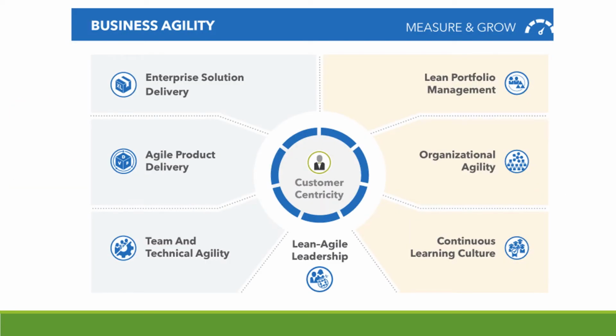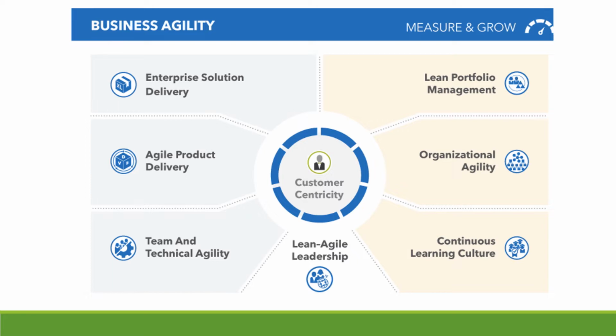Let's look at this slide. This is talking about the 8 components in business agility. If you're able to improve on all these 8 areas, automatically your business agility will improve, right? So let's discuss each one independently.